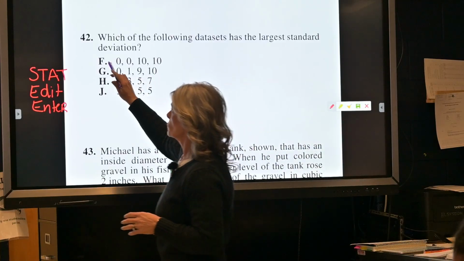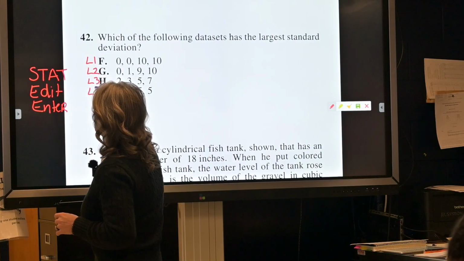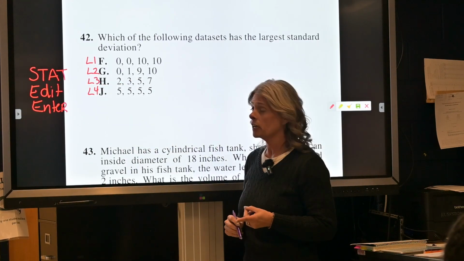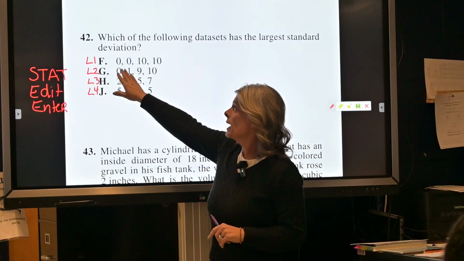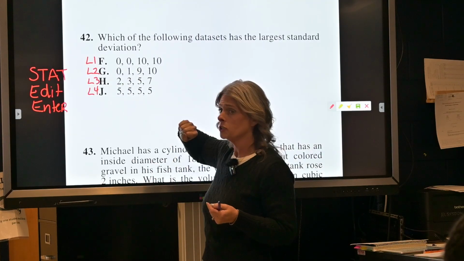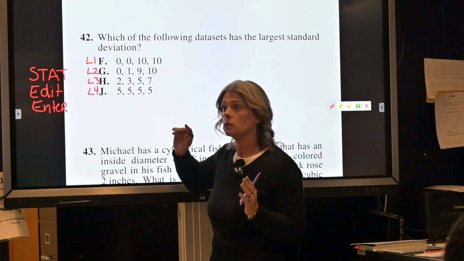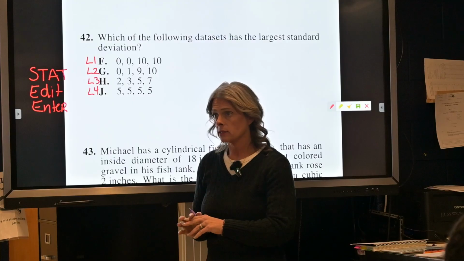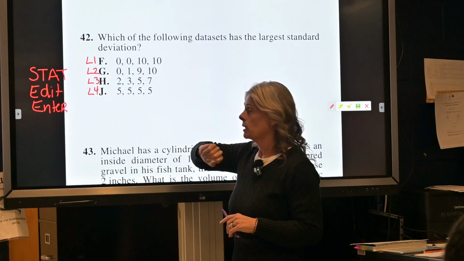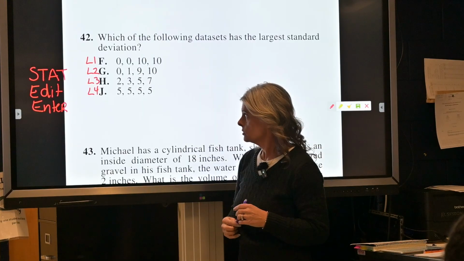And we're gonna type in each one of these, and figure out which one has the biggest standard deviation. The way you do it is you start typing the numbers and put enter. So 0, enter, 0, enter, 10, enter, 10, enter. Then go to the right to the next list, list 2, and put 0, enter, 1, enter, 9, enter, 10, enter.